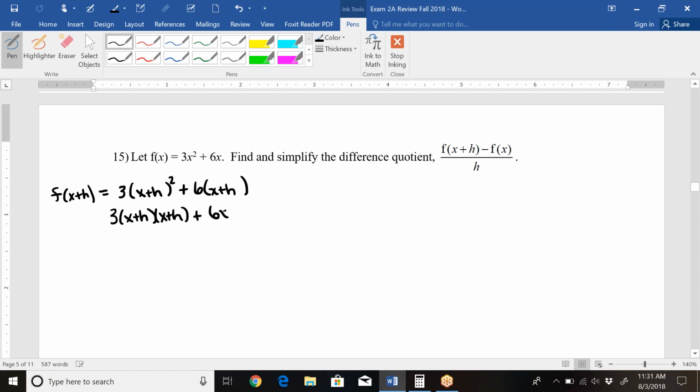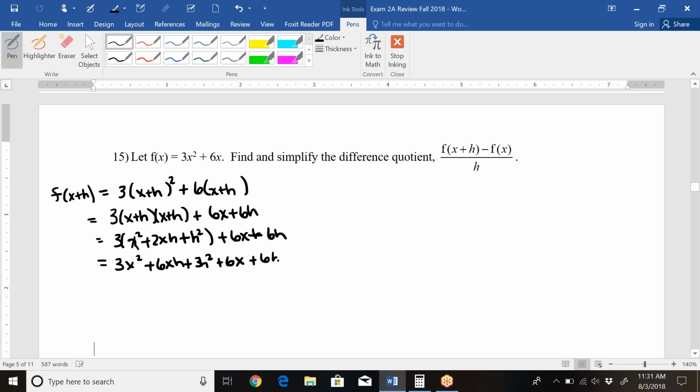This we can go ahead and distribute. That's going to be 6x plus 6h. So this is going to be 3, and then we FOIL this out. So that's going to be x squared plus xh plus another xh. So that's plus 2xh plus h squared. And the final step on that one is to actually distribute that 3 in front. So that's going to be 3x squared plus 6xh plus 3h squared plus 6x plus 6h.